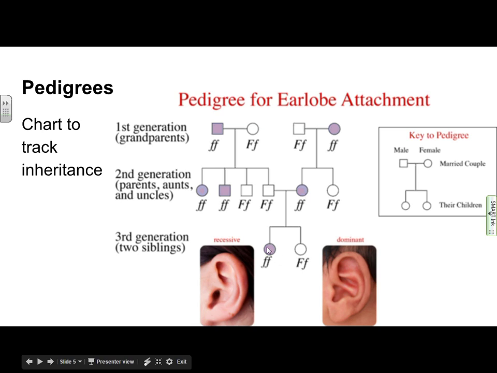For this particular girl, one of the little F's came from mom, and essentially way back to either grandma or grandpa here. Actually, one of the F's would come from grandpa, one of the F's would come from grandma. And the other F came from dad. Dad must have gotten that from his dad. He would have got the big F from his mother.